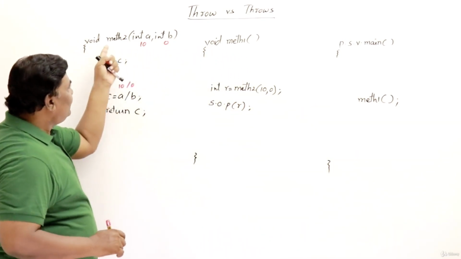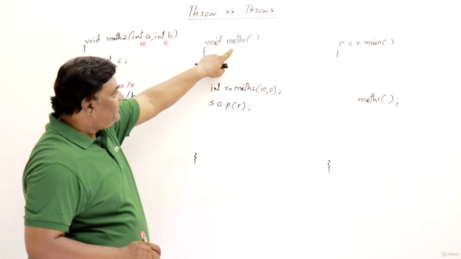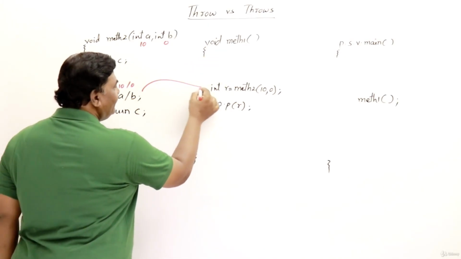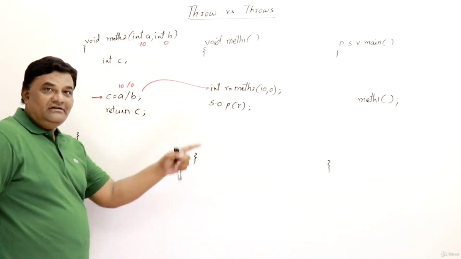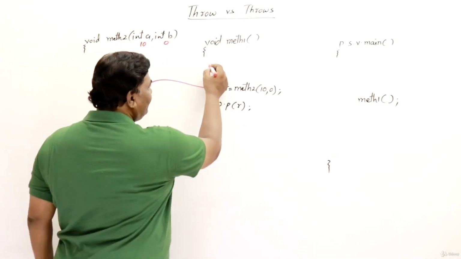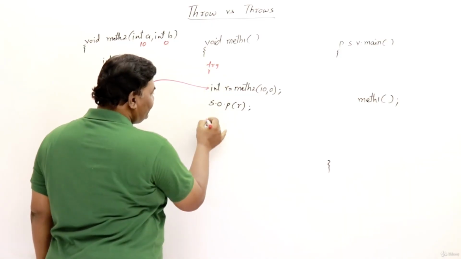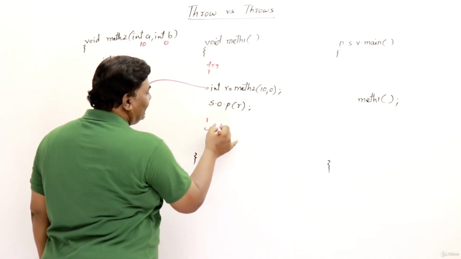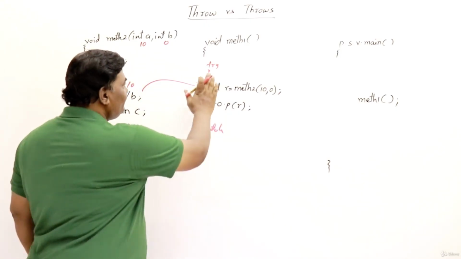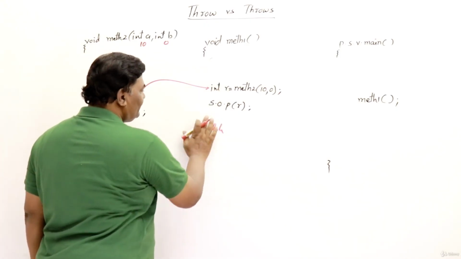So who called method 2? Method 1 has called it in this line. So the exception reaches here. So at least this line should be in try and catch. If you write this in try and catch, then the exception will be handled here. But there is no try and catch here also.